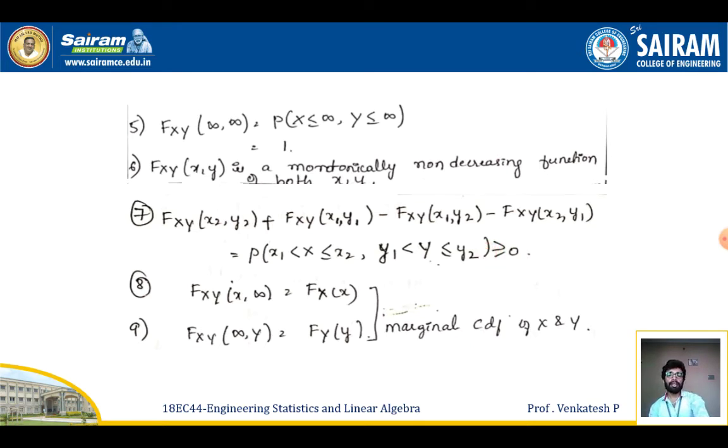Next, F of x comma infinity will be equal to F of small x, and F of infinity comma y will be equal to F of y. So this is a formula to obtain the marginal distributions of X and Y. From the cumulative distribution function, we can estimate the marginal cumulative distribution function by using these formulas.